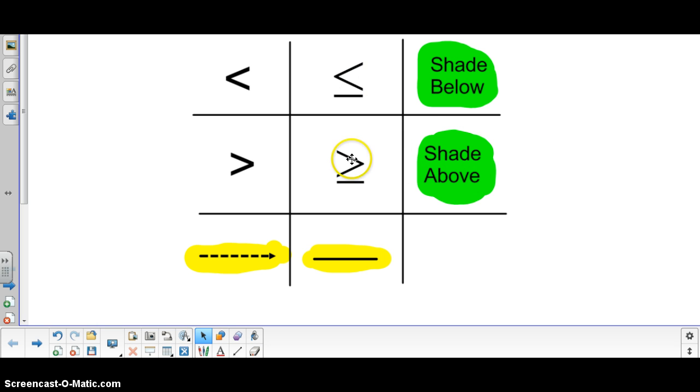Now, these inequality signs, they tell me something else. They tell me where to shade, but they also tell me what type of line we have. So if we ever have less than or greater than, it's going to be a dashed line, meaning we're not including the points that are actually on the line, just the things that are either above or below it. Now, for these two, we have less than or equal to and greater than or equal to. The equal to tells me we're going to include the stuff on the line, those points on the line. So that means that's going to be a solid line.